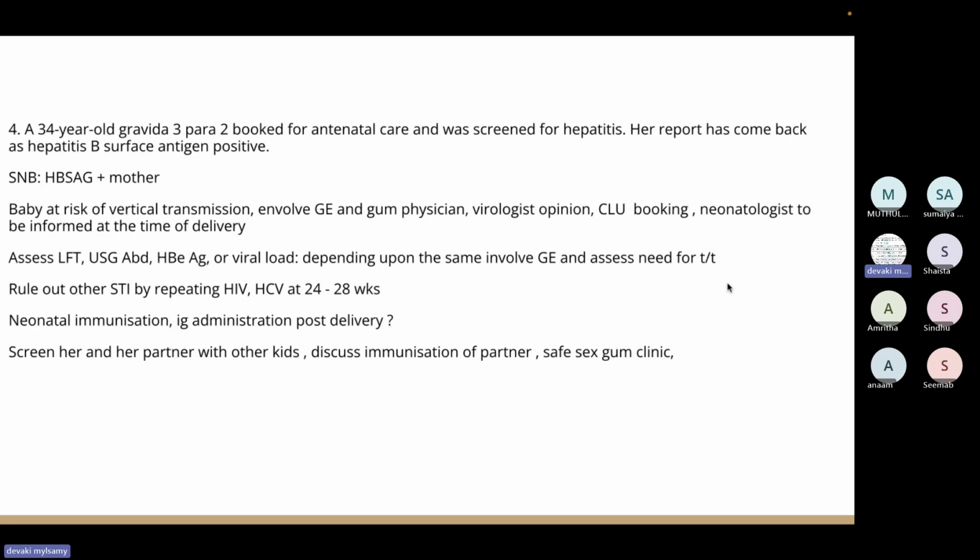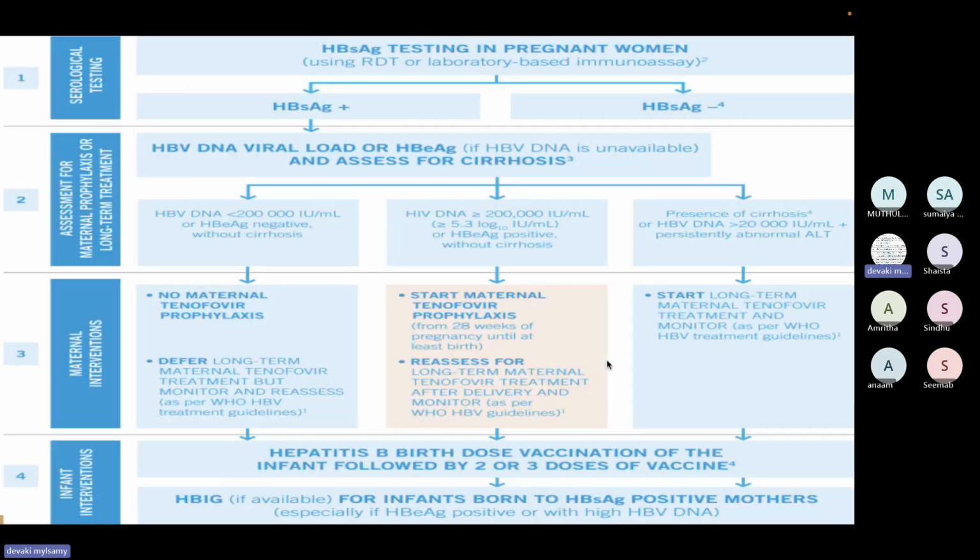Neonatal immunization and IgG administration post delivery. Screen her and her partner along with other kids. If she's having other kids also, she's gravida 3 para 2 living 2. Okay, so we are assuming that she's having another 2 kids, so those kids also need to be screened. Discuss immunization of partner, safe sex and GUM clinic. Okay, so mostly you had done a very wonderful job in this task, in this room.